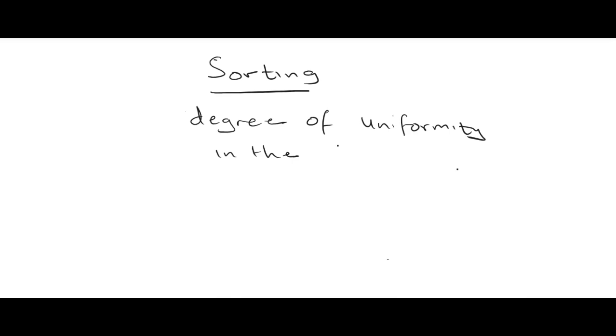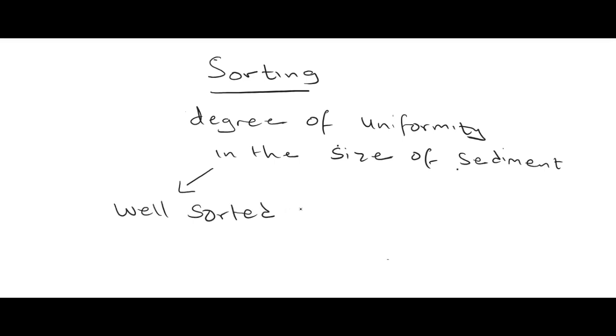We have what we call sorting, the degree of uniformity in the size of sediment. That's basically what we mean by sorting, and this happens usually within a sedimentary deposit. Sorting indicates how well the particles are distributed according to their size ranges. Under sorting, we can classify soils as either well sorted or poorly sorted.